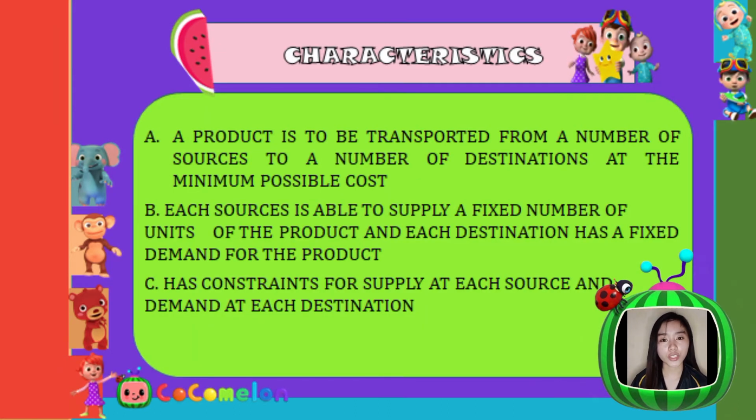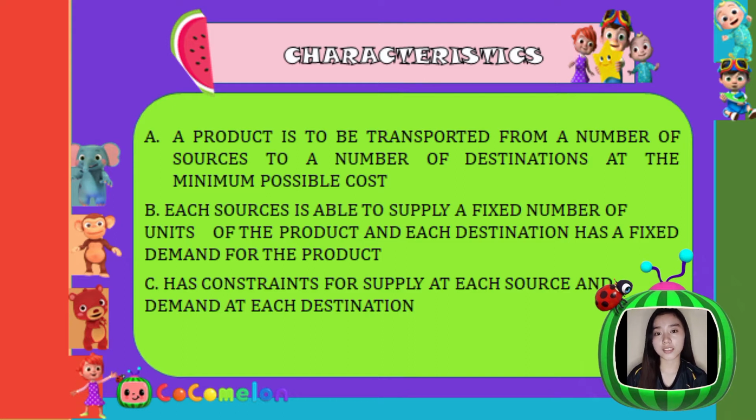Aside from its applications, transportation models also have characteristics. First, a product is to be transported from a number of sources to a number of destinations at the minimum possible cost. The cost of distributing units from any particular source to any particular destination is directly proportional to the number of units being distributed, and this cost is just the unit cost of distribution times the number of units distributed. Okay? So second, each source is able to supply a fixed number of units of the product, and each destination has a fixed demand for the product.